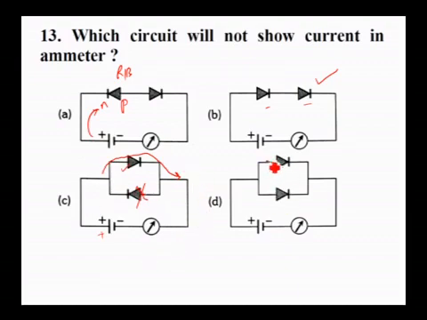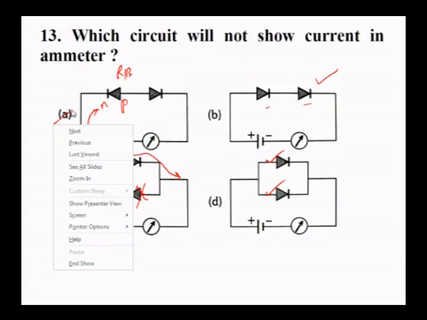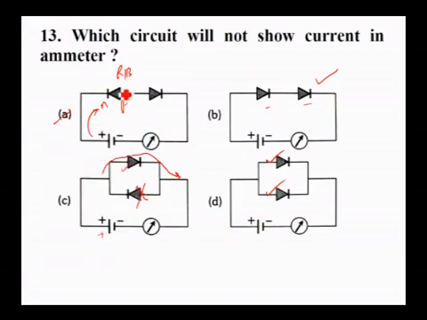Here both of them are conducting, therefore, this also will show current. So, the first one is the answer, where you are having this reverse biased. So, the answer for this question is A.